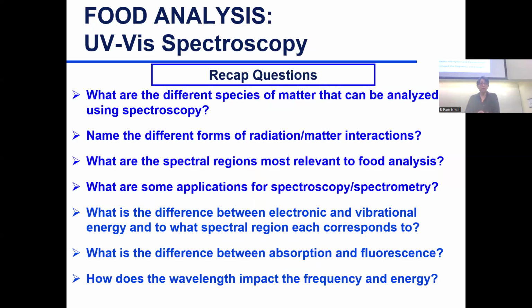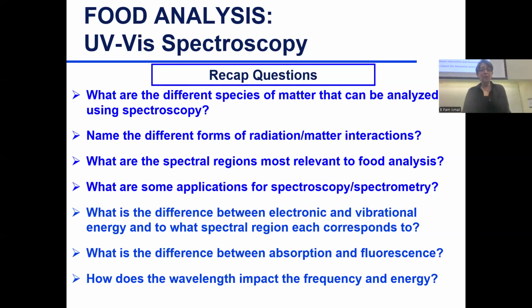So what are the different species of matter that can be analyzed using spectroscopy? What did Group C do today? The question was not for food types, sorry, it was for the matter. Atomic. So atom or what other form of matter? It can either be an atom or a molecule. Yeah, that's it.